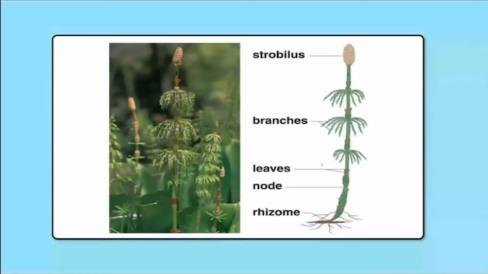And then this is the structure of the horsetail, which has the strobilus, and the branches in the middle, and its leaves here, and it has a node and a rhizome as usual.